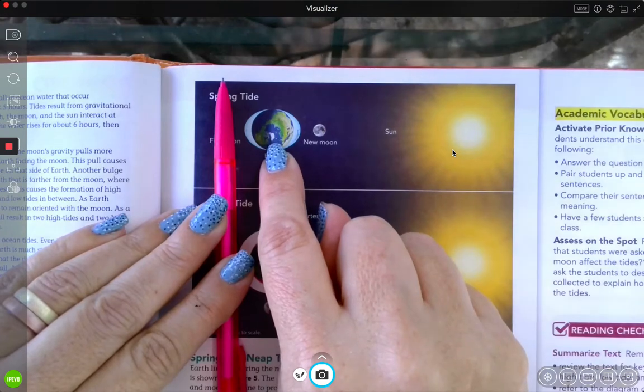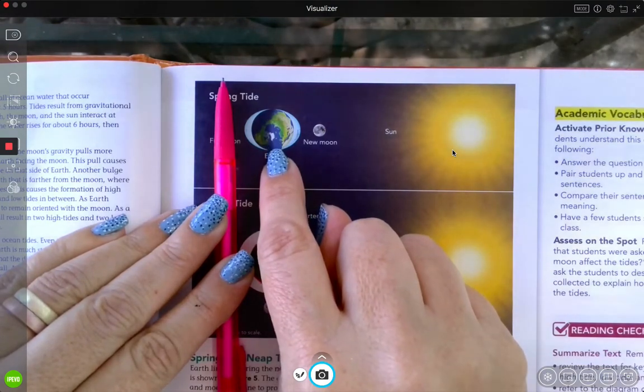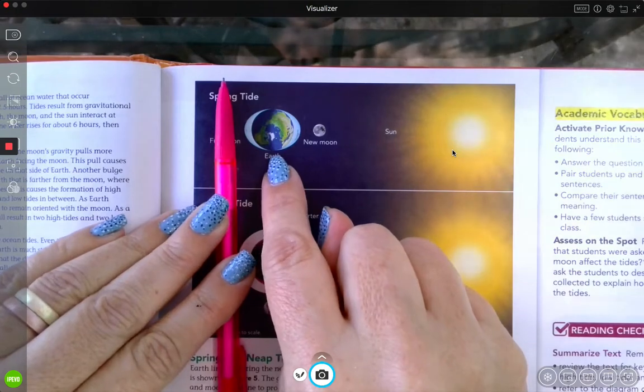Sorry, there's a little bit of lag. Not sure if that's showing up on your end, but it definitely is showing up on mine.